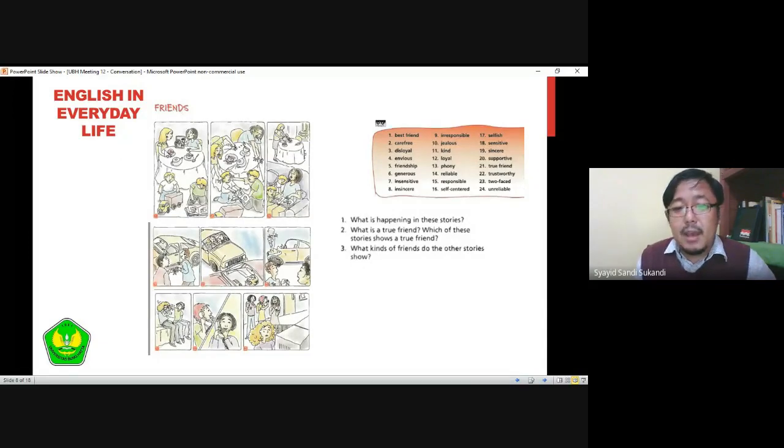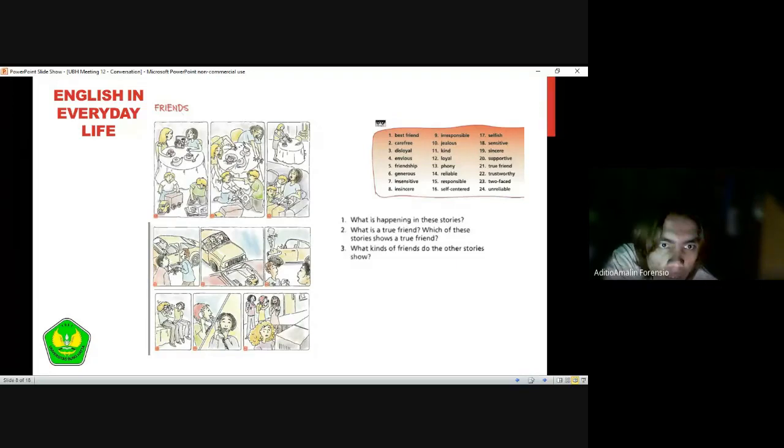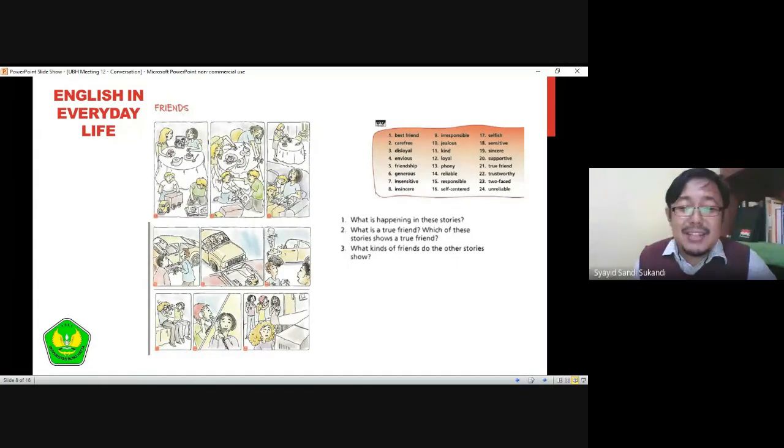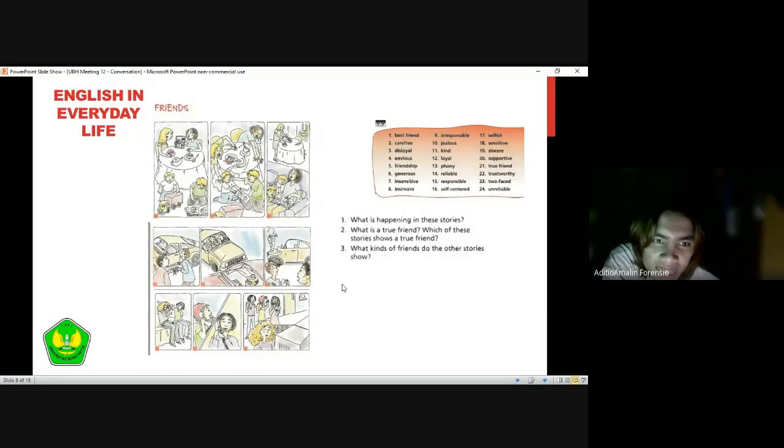Okay, now we see the next pictures. We have six pictures right over here. Is there anyone who would like to describe what happened? Mr. Red and Mr. Blue. We changed, not Mr. Blue, Mr. Yellow, Mr. Brown and Mr. Red. But Mr. Brown, is he black? I don't think he's black.